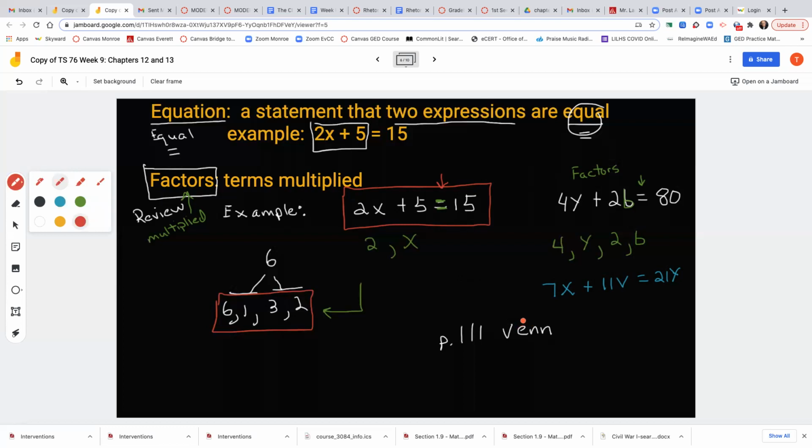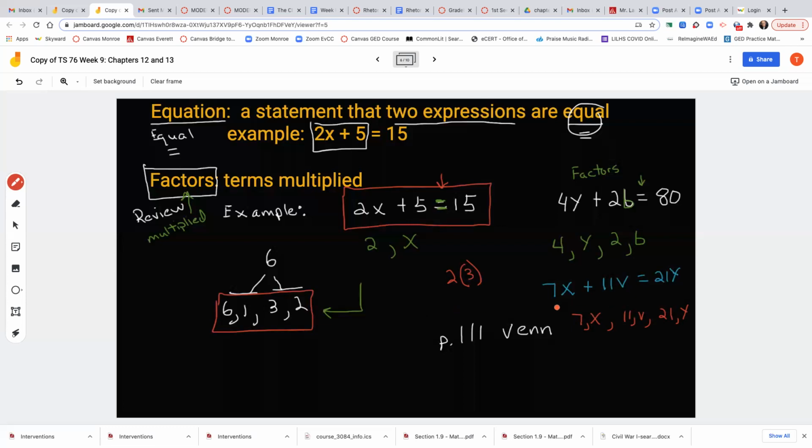If you're thinking about it, what are all my factors, things multiplied? I would list 7 because it's multiplied by x, put a comma. 11 is multiplied by v, and 21 is multiplied by y. Those are things side by side next to each other. Like if I said 2 next to 3 like this, that means 2 times 3. They're side by side. Those are all my factors.